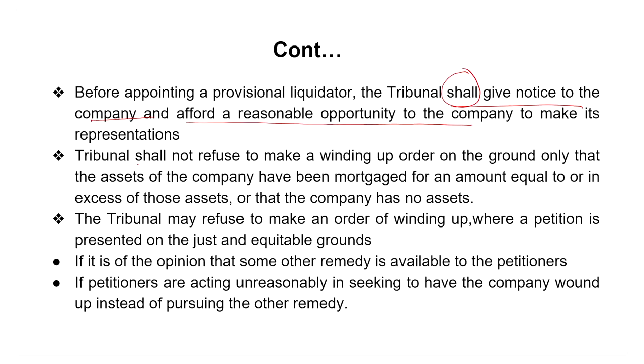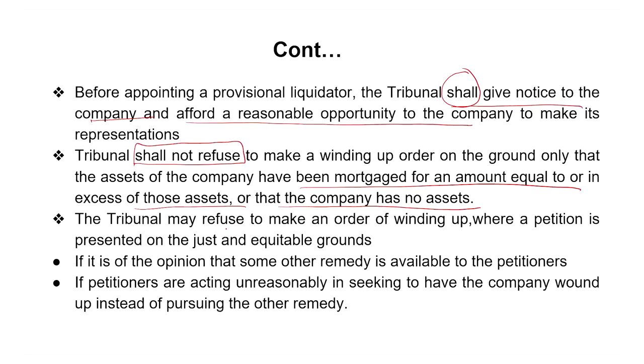The tribunal shall not refuse to make a winding up order on the ground only that the assets of the company have been mortgaged for an amount equal to or in excess of those assets, or that the company has no assets. Assets either sufficient or insufficient, or mortgaged, this is immaterial. This is the power of the tribunal to decide the petition of winding up. Whether assets are up to the mark, or more than the liabilities, or less than the liabilities, or the assets are mortgaged to someone, these things are not important in the case of a winding up order.